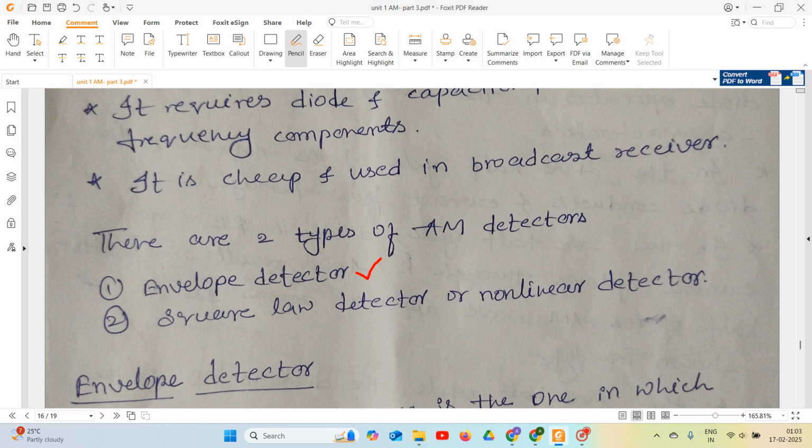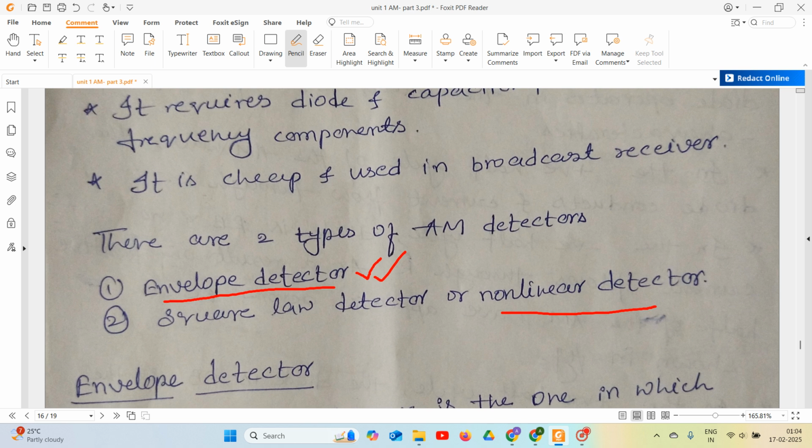It works under the linear region, right? We can also call this one a linear diode detector. The envelope detector is also called linear diode detector. This is another type of detector, the square law detector. We can also call that one a non-linear detector. So in this video we are going to discuss the envelope detector. It is a diode based detector, also called a linear diode detector.